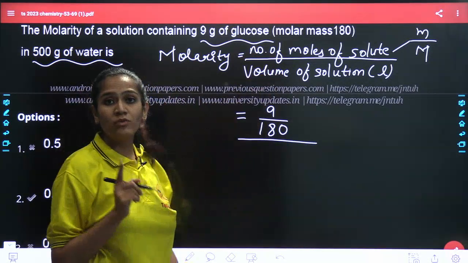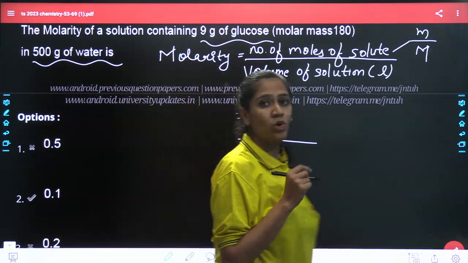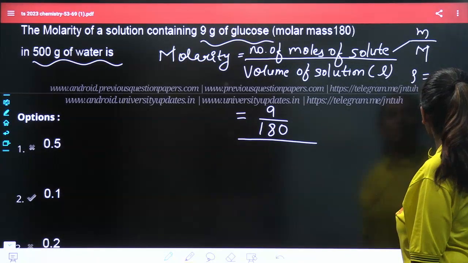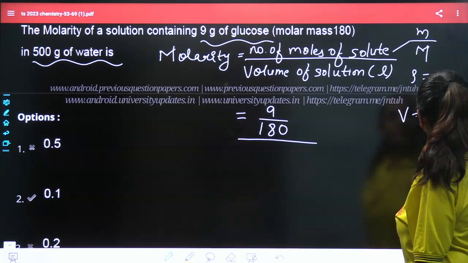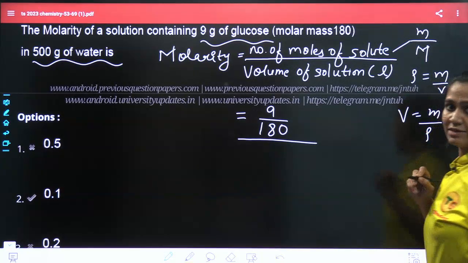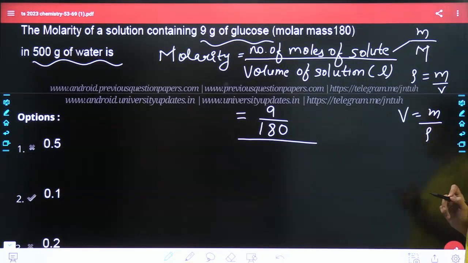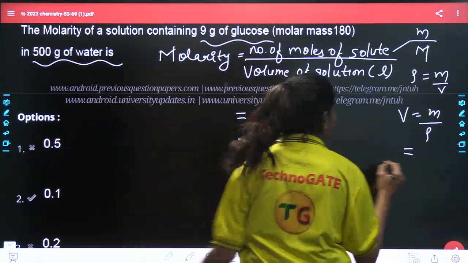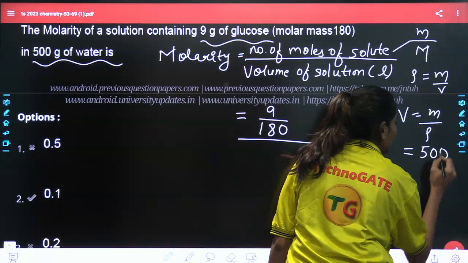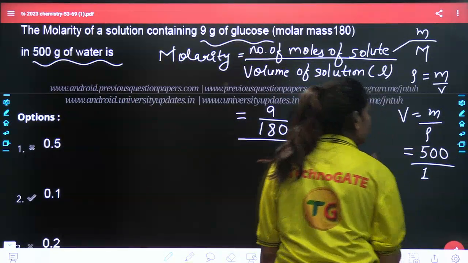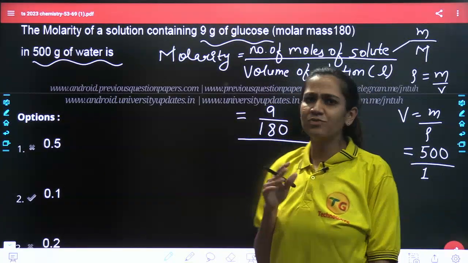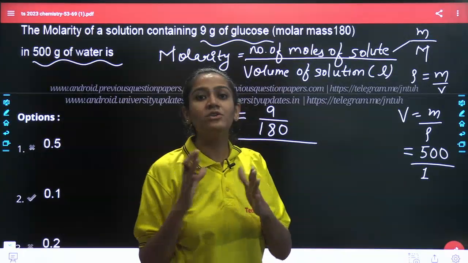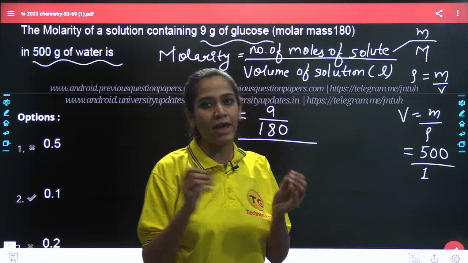Now about volume of solution. We are not given the volume of solution, but we know that density is equal to mass upon volume. From here volume is equal to mass upon density. From here the mass is given to us as 500 gram and density of water is 1 gram per ml. Okay, you need to remember this. This is very easy, and sometimes in questions it would be mentioned, and if not mentioned then you should know that density of water is 1 gram per ml.